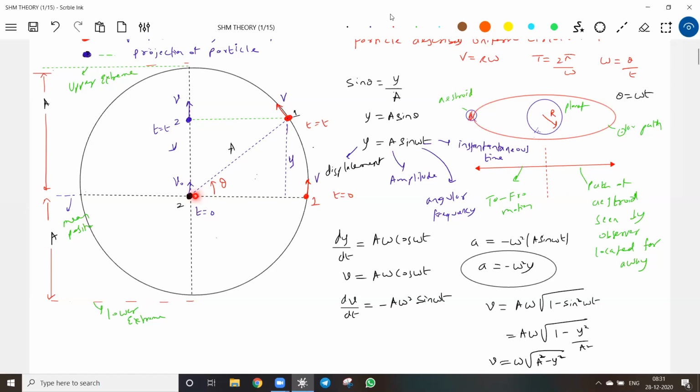If a person runs with a constant speed in a circular path, the shadow will describe this motion, which is governed by these equations. So this person will be running with a constant speed. What about his shadow? The shadow will describe non-uniform accelerated motion. You see, acceleration itself is varying here. And how do I express that? With the help of this.